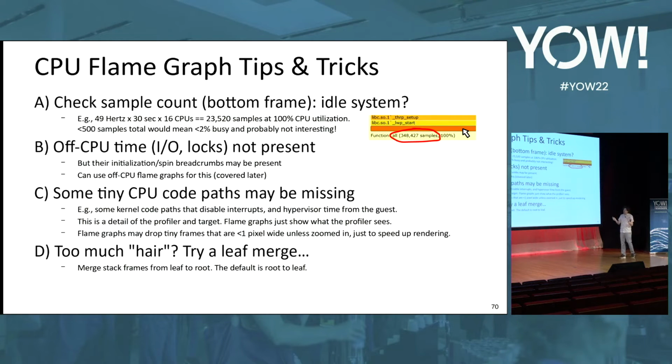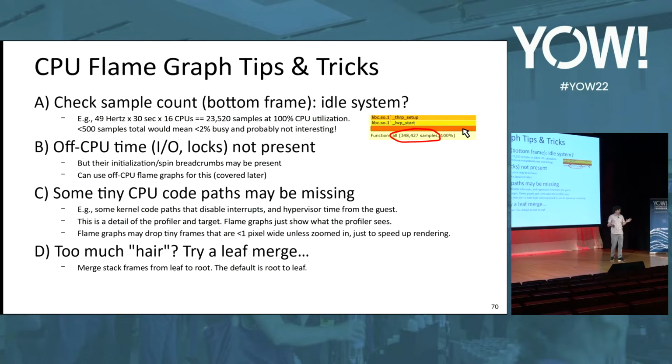There are some tiny CPU code paths that might be missing. It depends on your system and the profiler you're using and all of that. If you're on the cloud, then you may not be able to see hypervisor. We shouldn't be able to see hypervisor time from the guest. You may not be able to see kernel code paths that disable interrupts, doing an interrupt-based profile. Hardware-based profiles can see more.